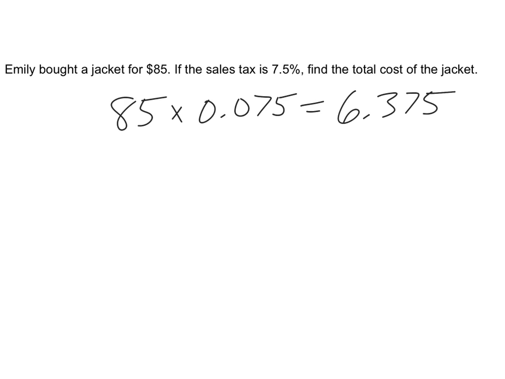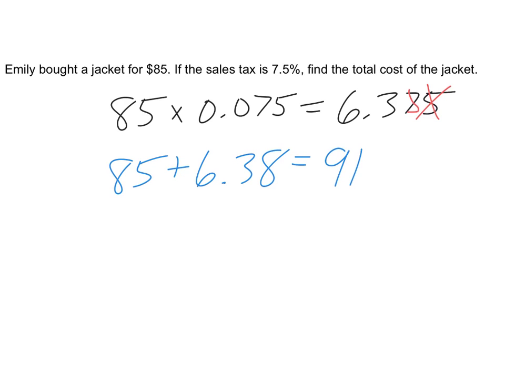6.375. Now we're talking in terms of money, so we need to round that. So it's going to be 6.38. So now we take that amount and we add it to the original 85. So the total cost of the jacket is going to be $91.38.